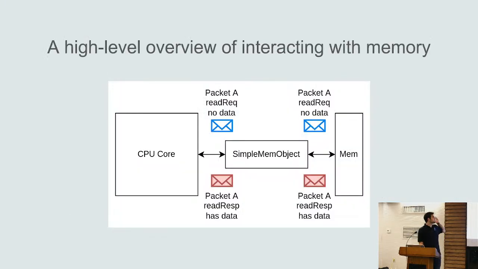OK. So this is the high-level overview of what we're going to design. We're going to create a simple memory object. We're going to call it simple memObject. It takes a packet that, for example, is a read request. It doesn't have any data. It's going to simply forward that packet to the memory. And then when memory has the data that packet A specifies ready, it will send that data back to simple memory object. Simple memory object is then again going to simply forward that packet to the CPU. Any questions?